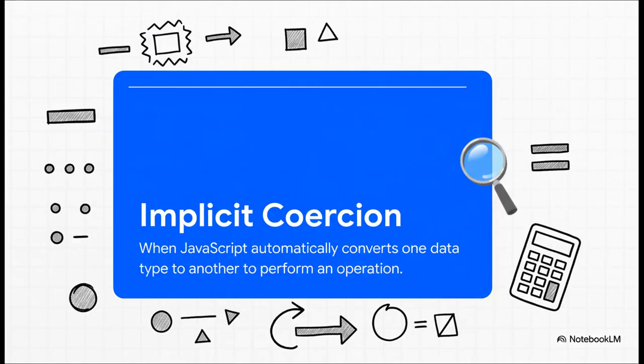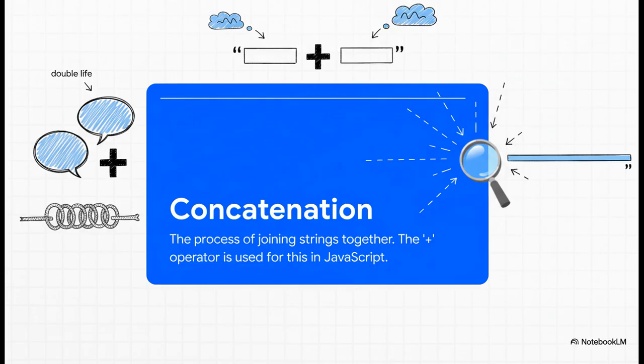Well, when it sees the subtraction sign, JavaScript's logic is pretty straightforward. The minus sign is only ever used for math, right? So it just assumes you want to do a calculation and automatically converts the string 50 into a number for you. No problem. But the plus operator, it leads a double life. It's used for adding numbers, sure, but it's also used for joining strings together, a process we call concatenation.